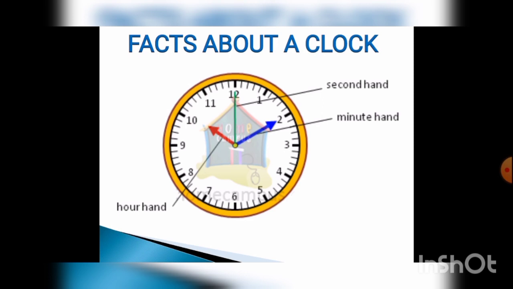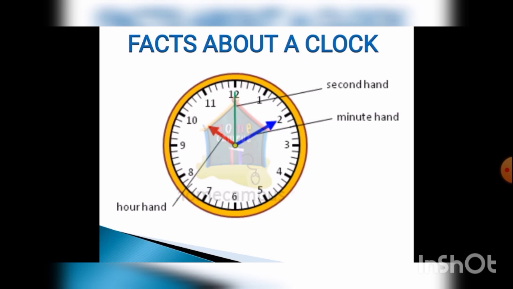Now, look at the hands of the clock. The clock has 3 hands: a long hand, a short hand, and a long thin hand. The longer hand is known as the minute hand. The shorter hand is known as the hour hand, and the long thin hand is known as the second hand.